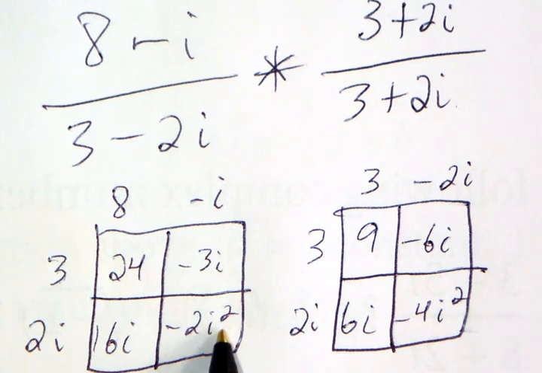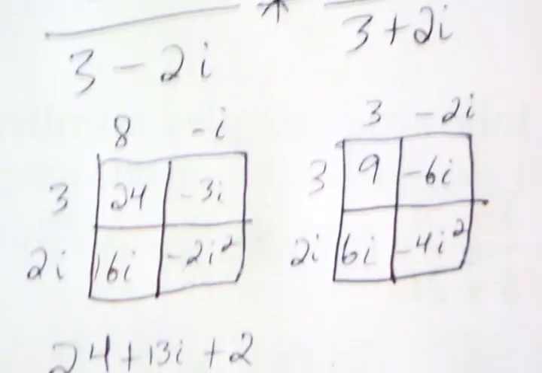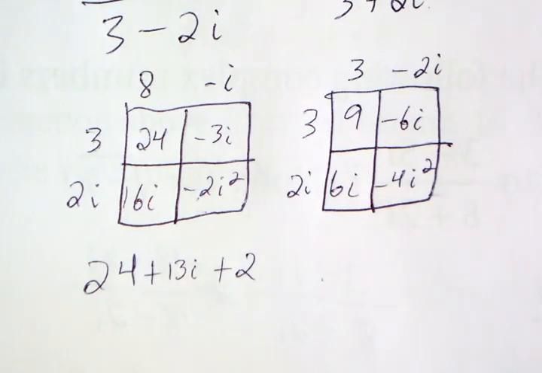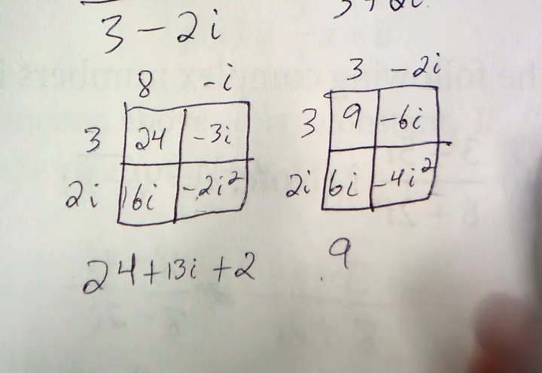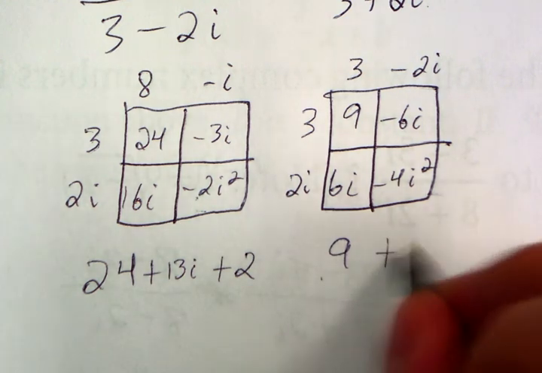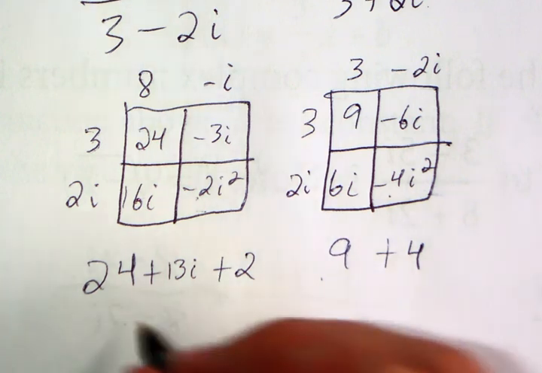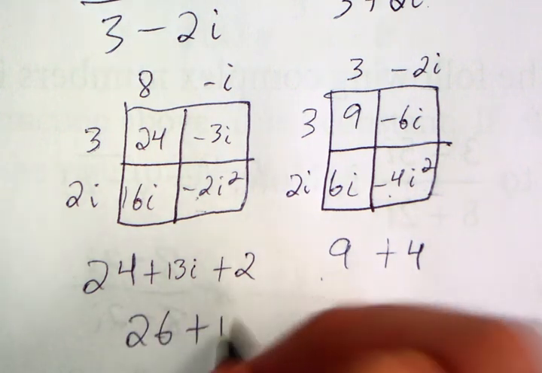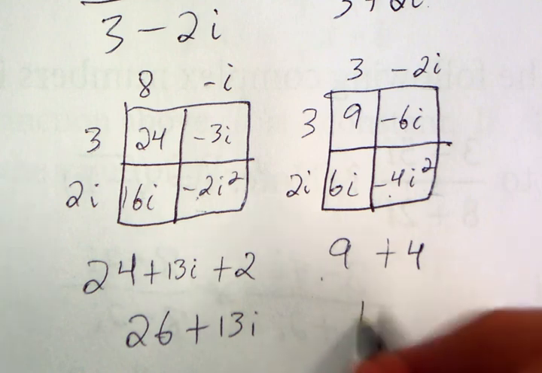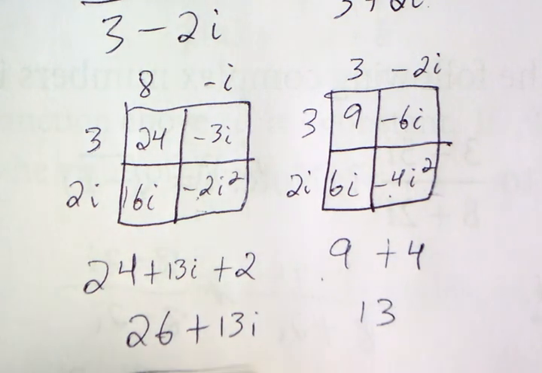So remember, our i squareds are replaced with a negative 1. So this gives us 24 plus 13i plus 2, because it's a negative 2 times a negative 1. And on the right, we have 9. The i's cancel out, and it becomes plus 4, because negative 4 times negative 1 is a positive 4. If we simplify this a little bit, we can rebuild our fraction.